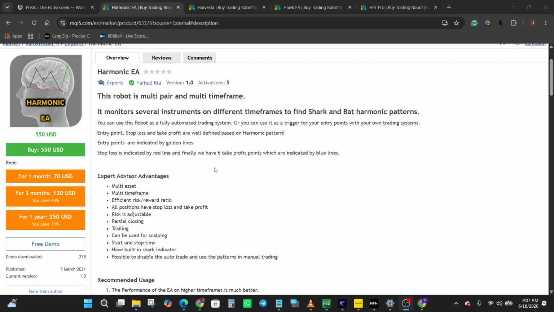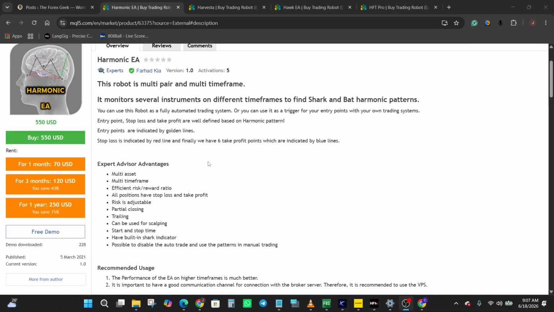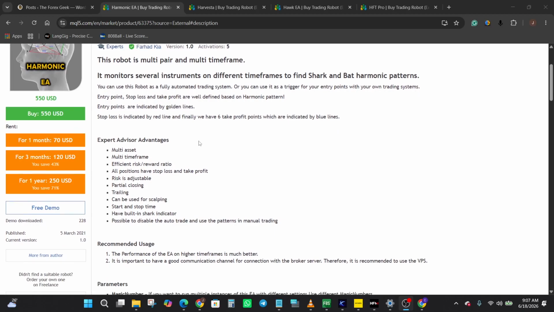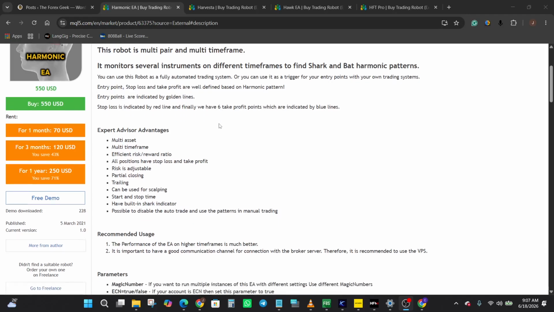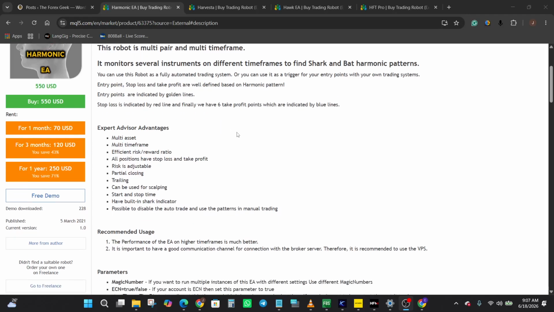instruments across different time frames in search of shark and bat harmonic patterns. Now, as I scroll through the description, one of the key concepts highlighted here is that the EA can be used in two different ways. All right, it can operate as a fully automated trading system, or it can be used as a signal generating tool where traders use the identified patterns as potential entry opportunities within their own trading approach.